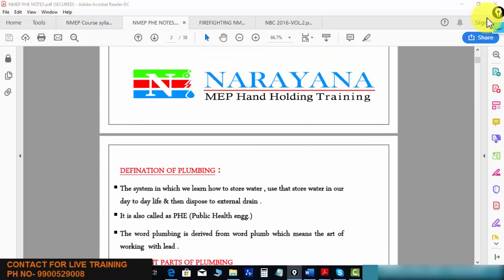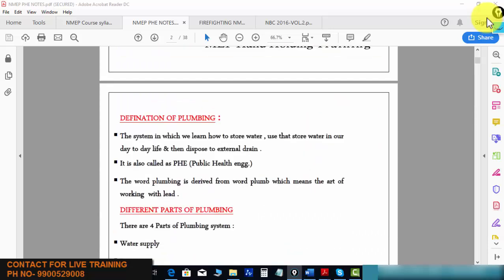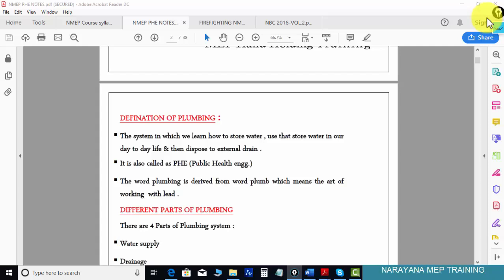So, the first chapter is about what PHE is, what plumbing is, where it is derived from, what the parts of plumbing are, and what fittings we generally use. First, we'll discuss that. You can take out your notes and write down.